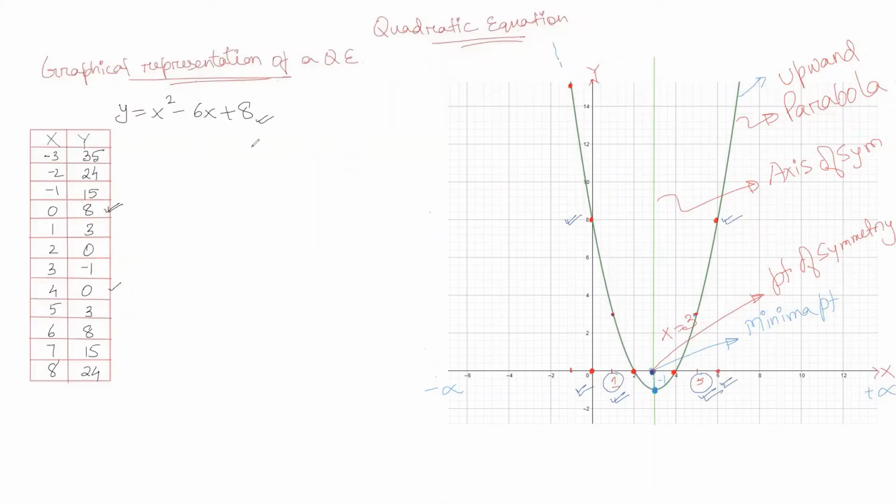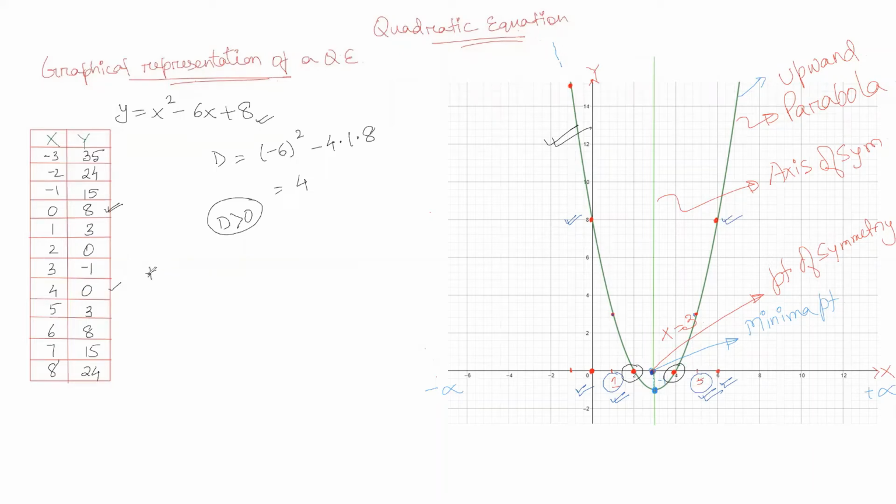Now, for this quadratic equation, the discriminant D would be b square minus 4ac, which would be minus 6 square minus 4 into 1 into 8, which would be 36 minus 32, that is 4. So here we can see that the discriminant is greater than 0. So the roots would be real and distinct, which we can also see from this graph, where the roots are real and distinct, that is 2 and 4.